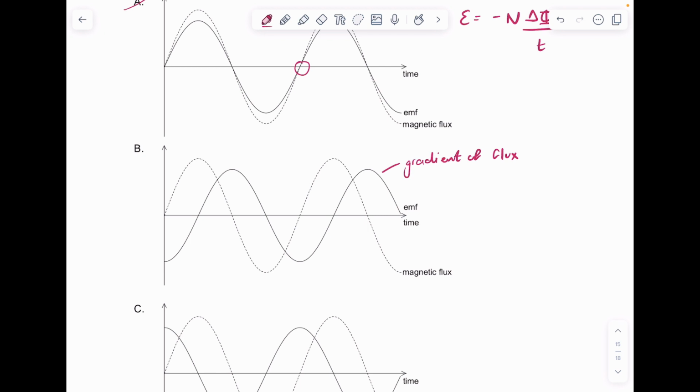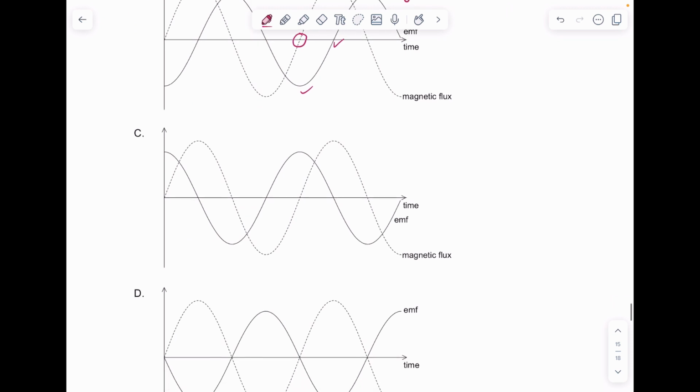For B, again, let's look at a flux point. So let's take this point here. The flux is having the largest change in the positive direction, so that means the EMF will be a maximum but opposite. So if we've got positive changing flux, we have maximum negative EMF, which we do. Then let's check this point up here. The flux is not changing. The rate of change of flux there is 0. The gradient is 0. The EMF is also 0. B does work. Let's just have a quick check of C and D.